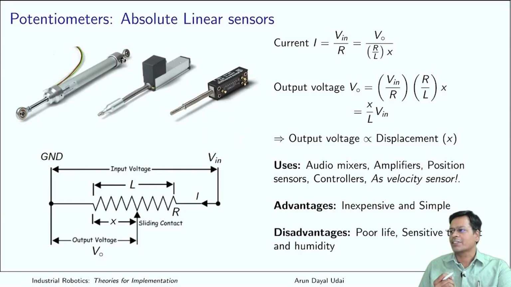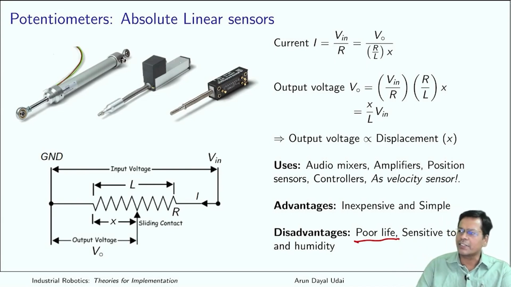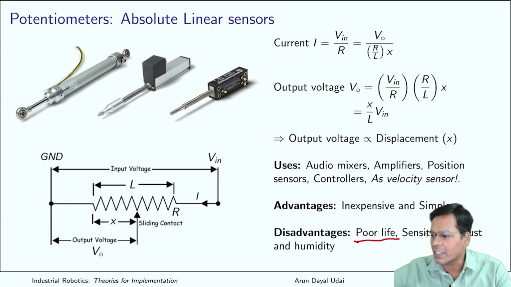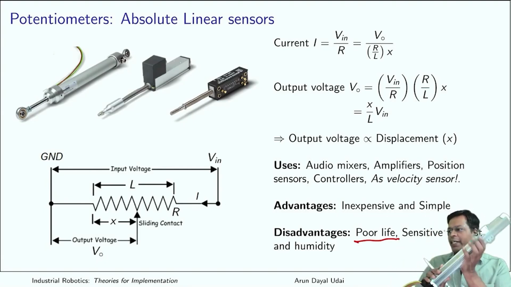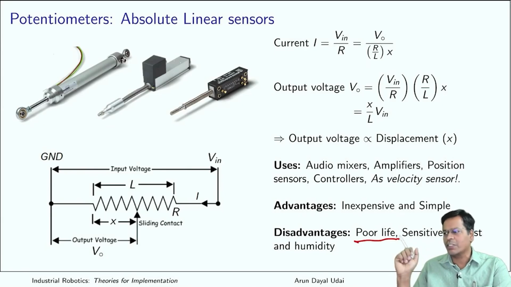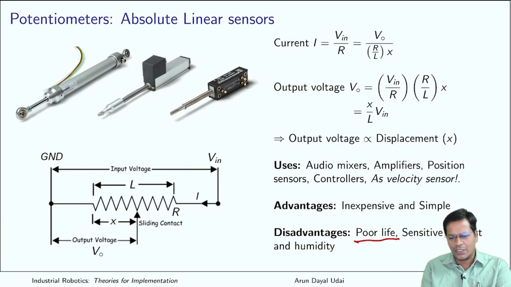Disadvantages are definitely there. They have very poor life, because this slider is going to rub against your resistance strip. So with time it gets a little noisy because of wear. They are sensitive to dust and humidity if you allow dust to get in, but the kind of potentiometer that I showed you is very nicely enclosed, so very little dust can get in. Even small amounts of water spray, they are very safe. So that can be taken care of.